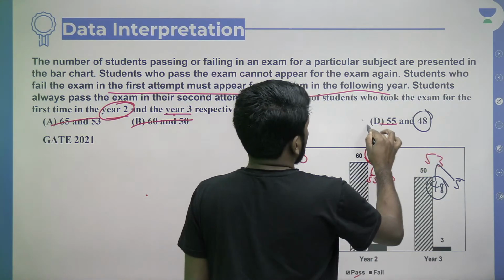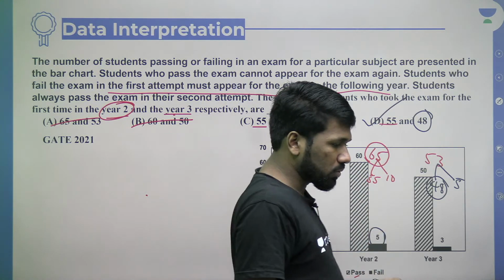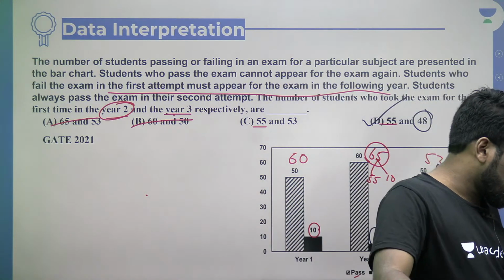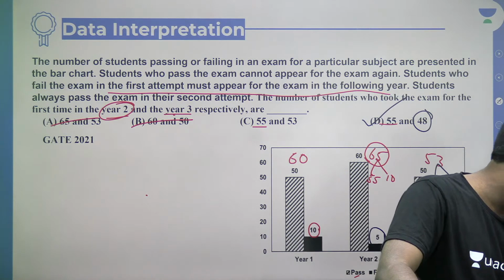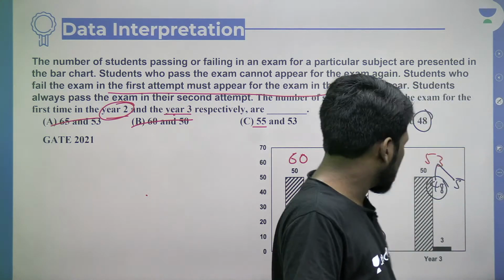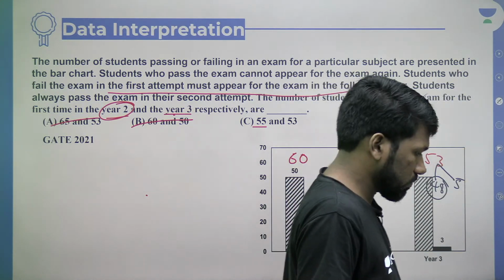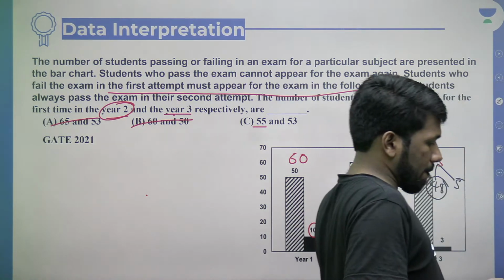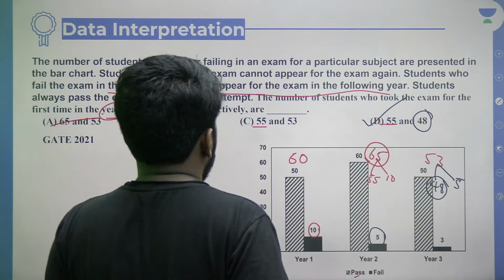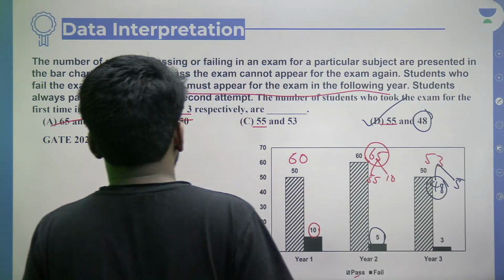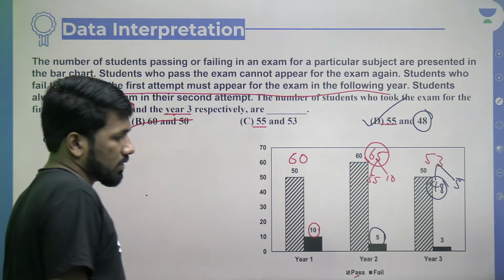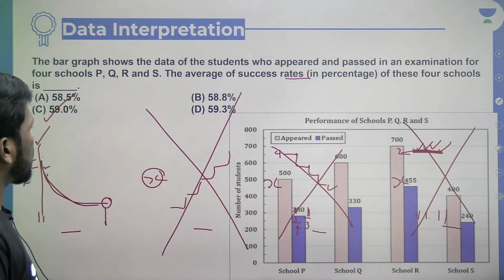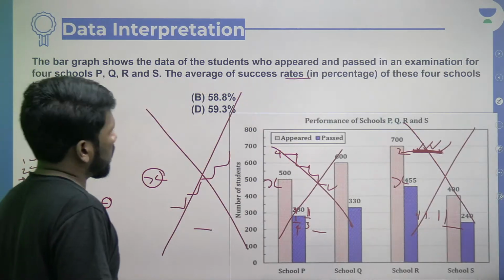So clearly option D is the only answer satisfying both. Is this clear or not? Please respond how option D is the answer. If that is clear, let's move on to the next question.